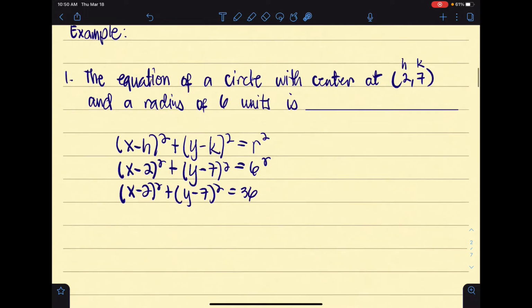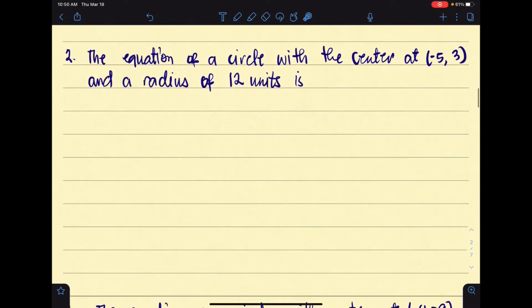Alright, so that's it. For our second example, the equation of a circle with a center at (-5, 3) and a radius of 12 units. Again, we write the pattern for the standard form, that is x minus h squared plus y minus k squared equals r squared. Then let's identify our givens. We have -5, 3, and 12 units. 12 units is our radius. By the way, this should be r squared. And -5 and 3 are h and k.